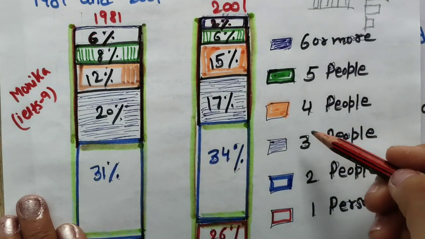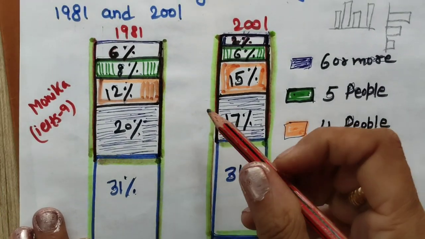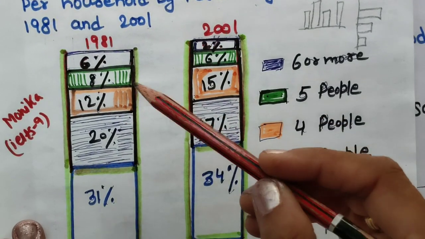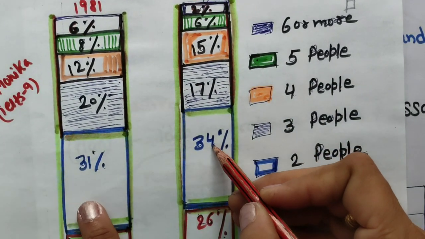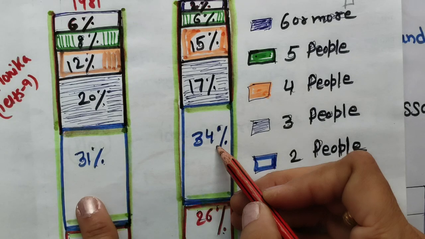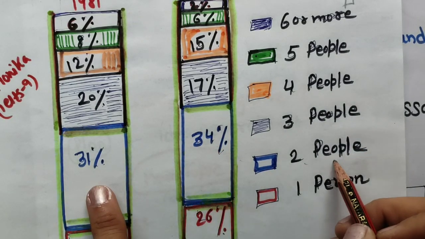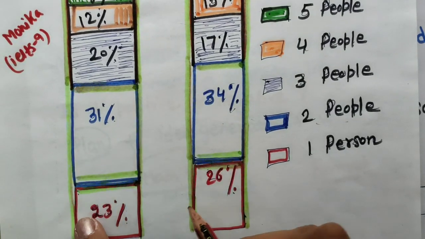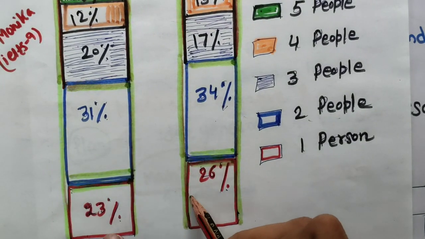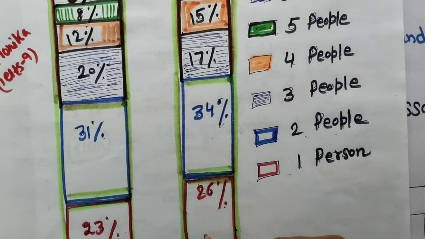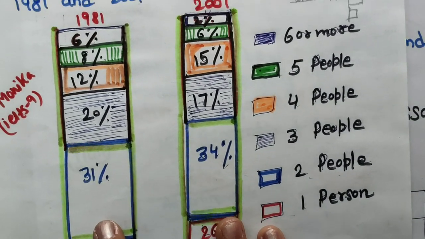So six categories are there. I can see 2 years are there. Definitely it is past tense, and I can see this is the bigger category. This is the bigger graph here, 34%, 31%, that is 2 people per household. And second category, second rank position is at 1 person per household. Amazing, amazing.